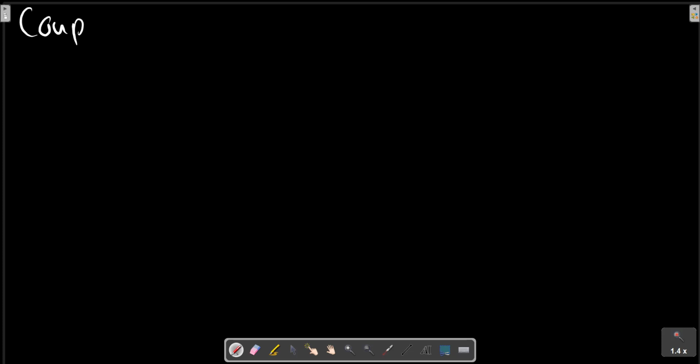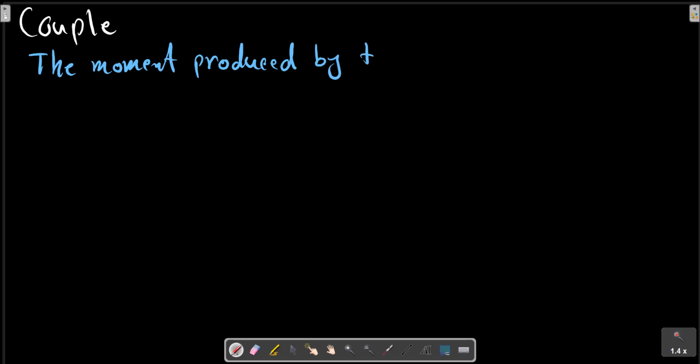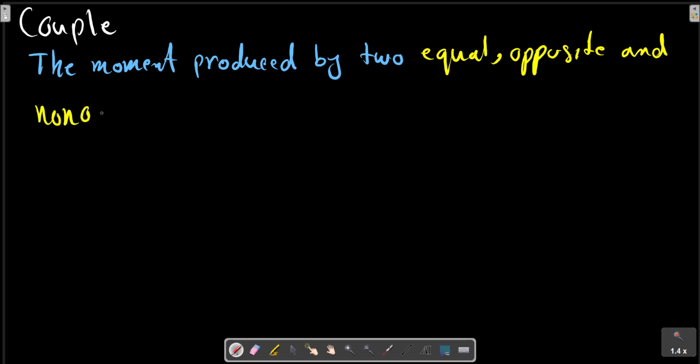The moment produced by two equal, opposite, and non-collinear forces is called a couple.